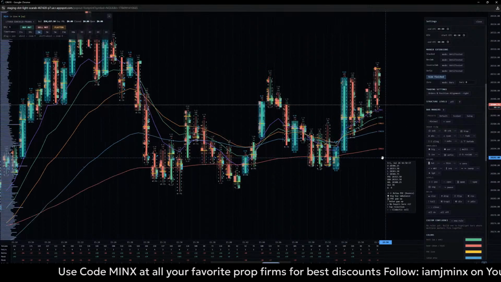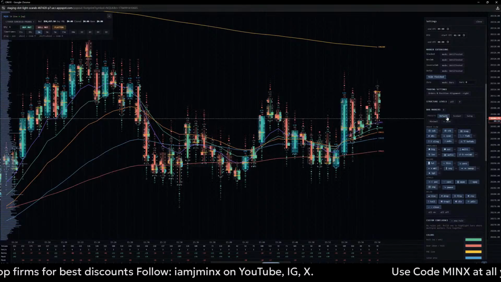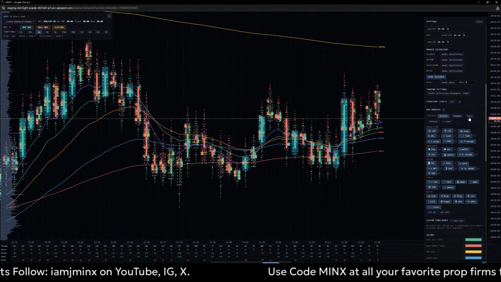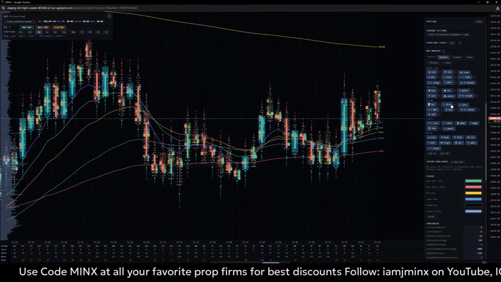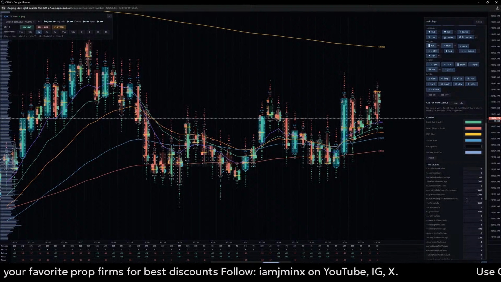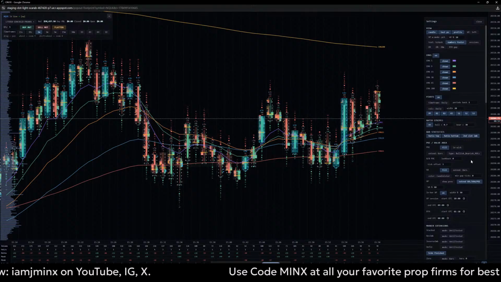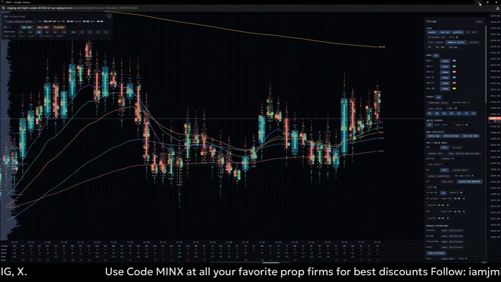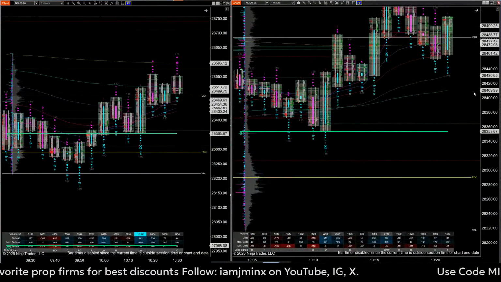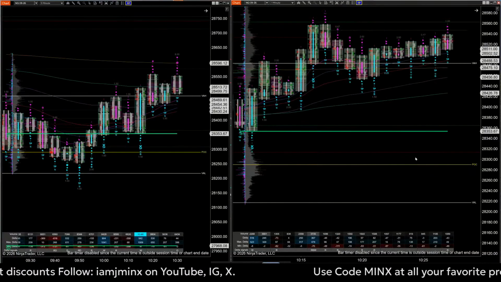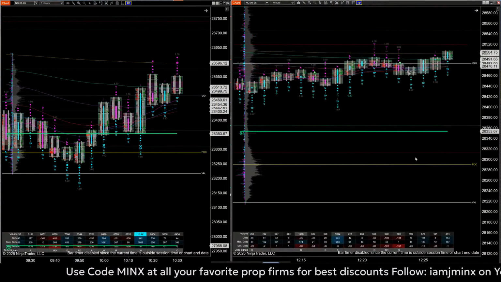Let's see, where did I turn these? Default. Structure levels. You can adjust all of this to your liking. You don't have to have everything on here, but that's how I would look at it. It just helps me make that decision.